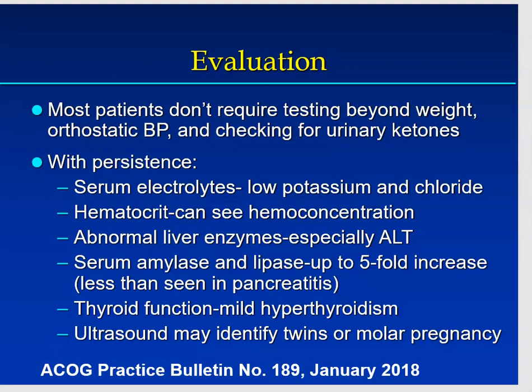One can have some abnormality of the liver enzymes, especially ALT, but usually not to very high levels. However, the serum amylase and lipase can show up to 5-fold increases. Even this degree of increase is usually far less than that seen in pancreatitis. And as I've already noted, you can have evidence of mild hyperthyroidism. If an ultrasound is done, it may identify twins or molar pregnancy, which would lead you to more likely suspect that some of the symptomatology, if not all of it, is basically hyperemesis or nausea and vomiting in pregnancy.